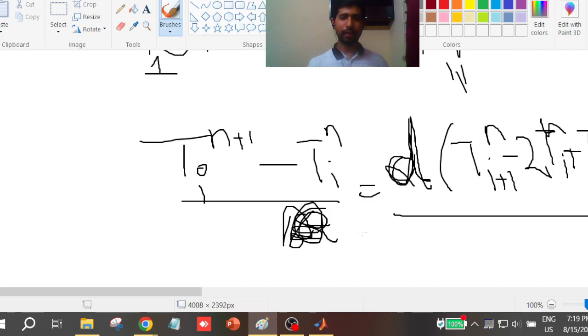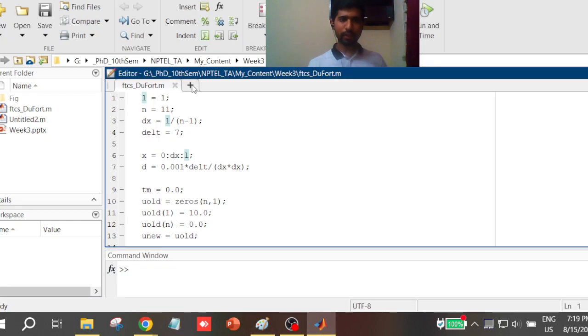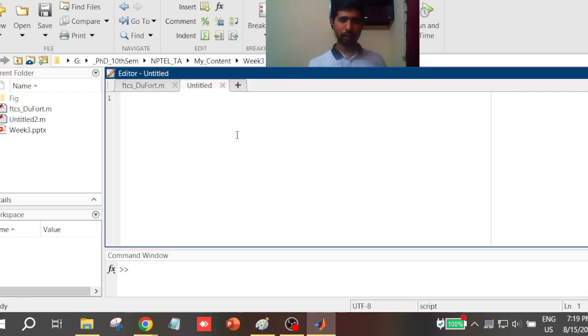I will write the code, but this is the whole thing. Let me write from scratch. So L is equal to some 1 unit. If you have MATLAB installed, you can open it and write the code along with me also. Let me take n is equal to 11 points as I said earlier. Now you need to calculate delta x. Delta x will be L divided by n minus 1.